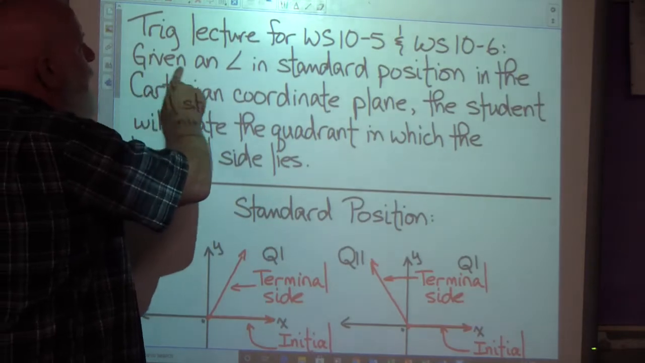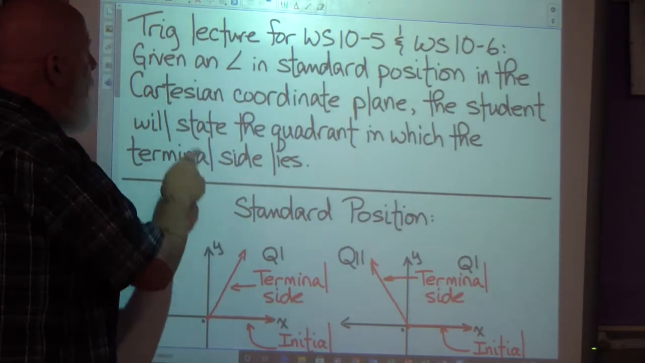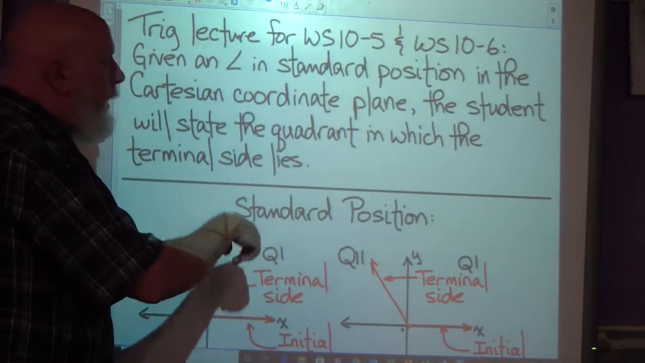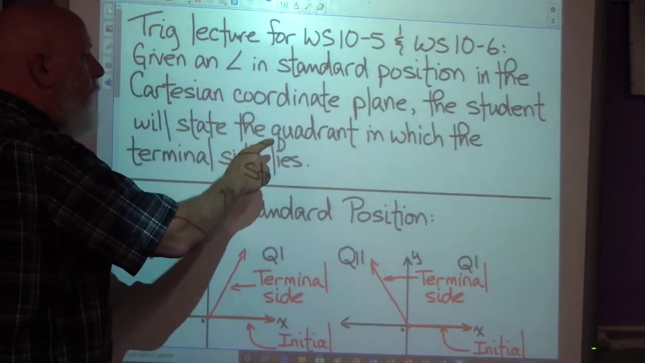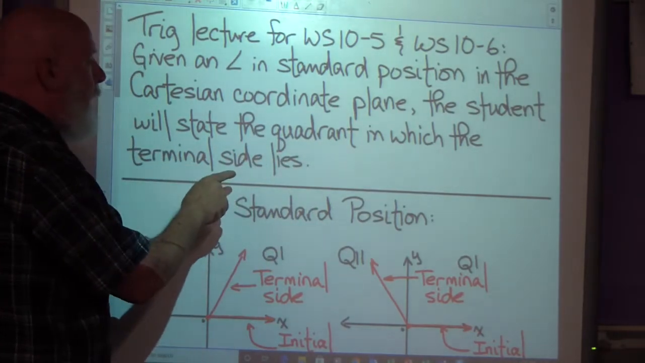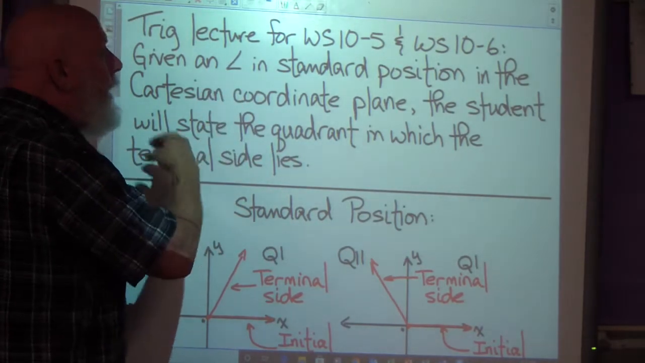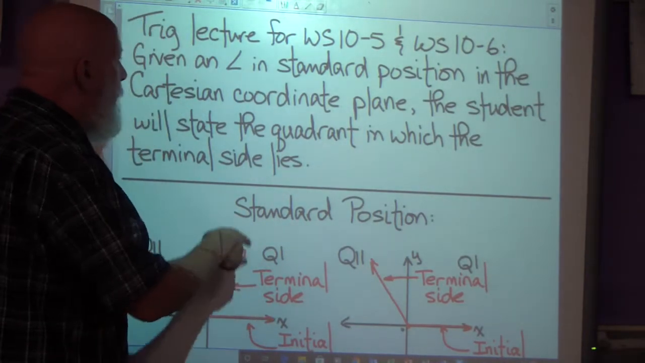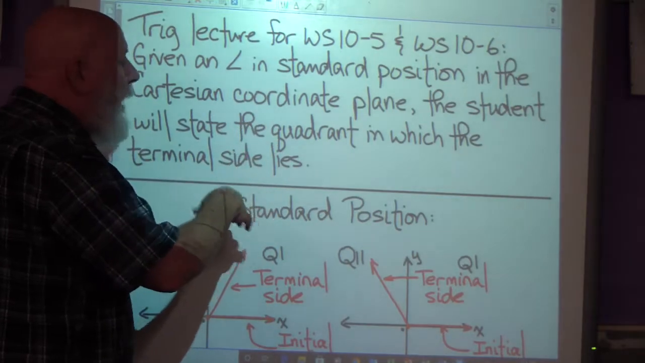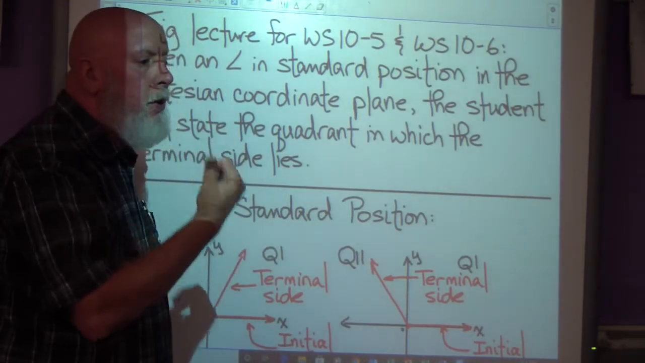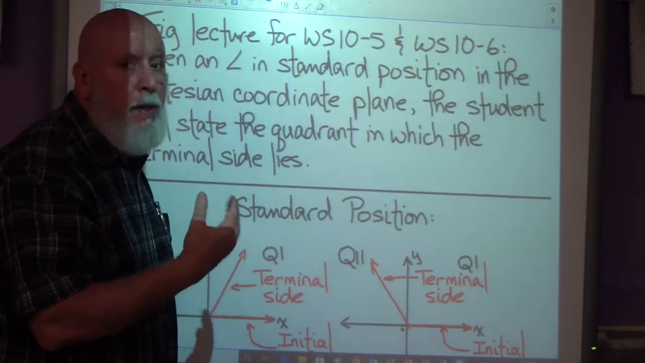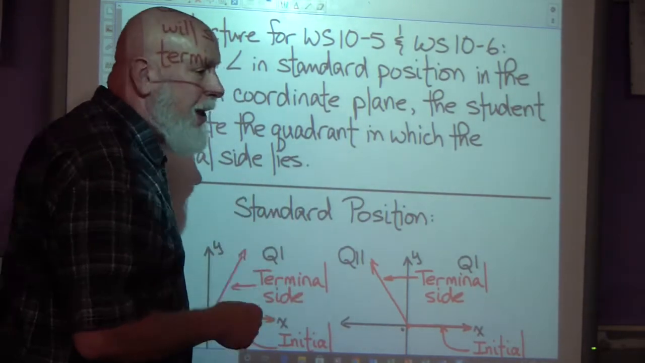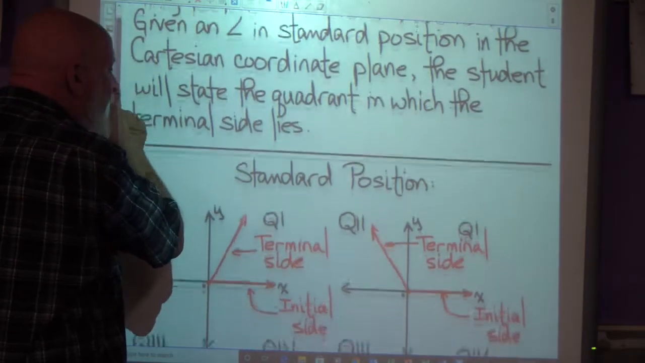The objective is, given an angle in standard position in the Cartesian coordinate plane, that's just the XY plane, the student will state the quadrant in which the terminal side lies. So we're going to be given an angle. It's going to be in standard position, which is what I'll discuss here in just a second, in the Cartesian coordinate plane. And once we're given that angle, you'll have to determine which quadrant the terminal side lies in. Okay, and I'll tell you how to do that starting right here.